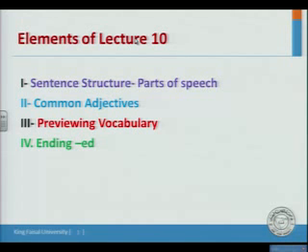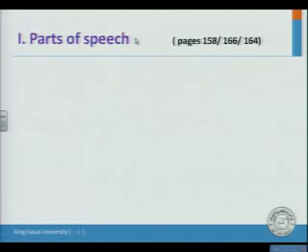Hoping that you are ready now to start the first content, which is sentence structure or parts of speech. If you want to see more examples of parts of speech, you can go back to different pages in the red book. You might go and see page 108, 58, 166 and 164. You will see some examples mainly on parts of speech.